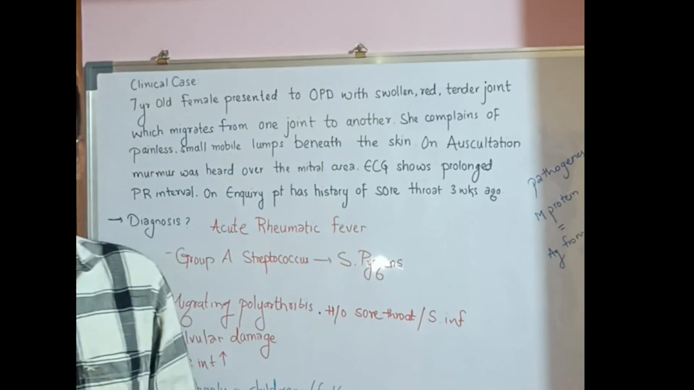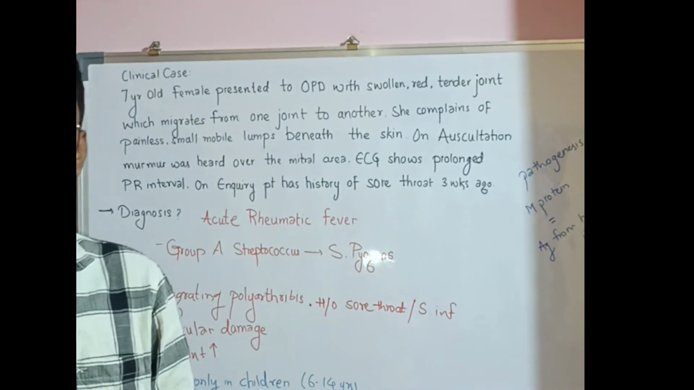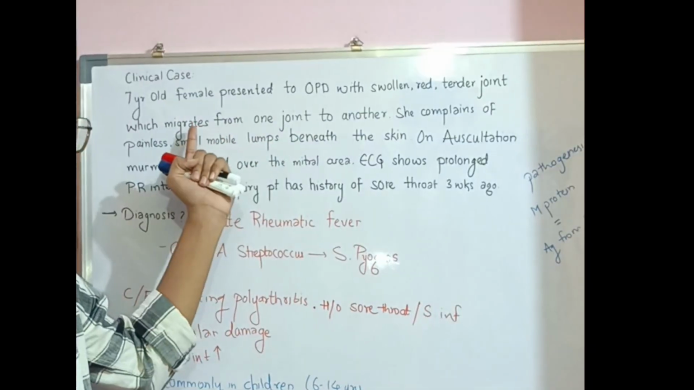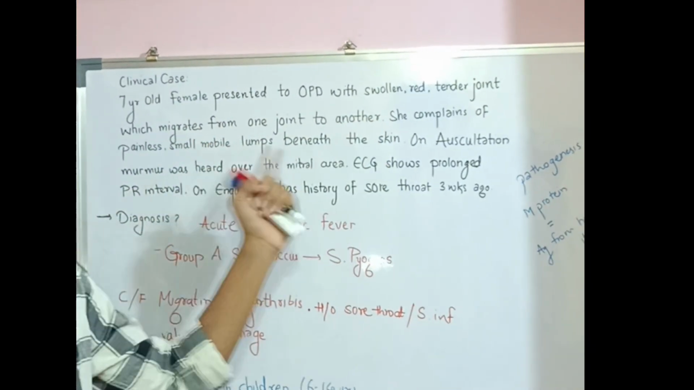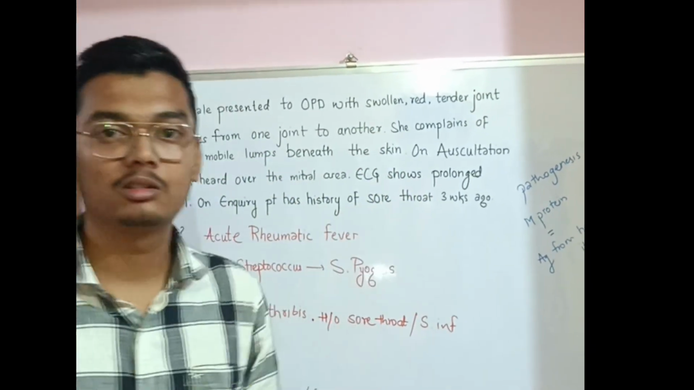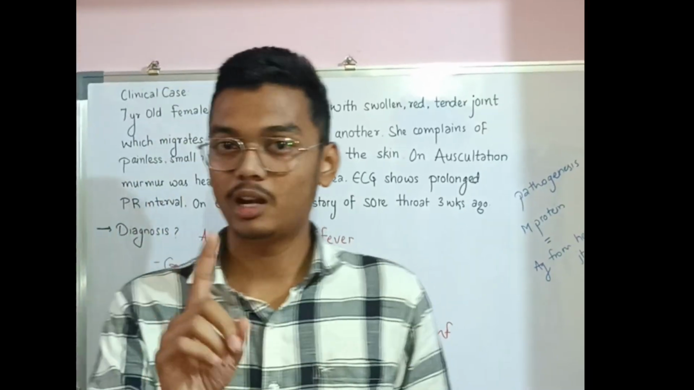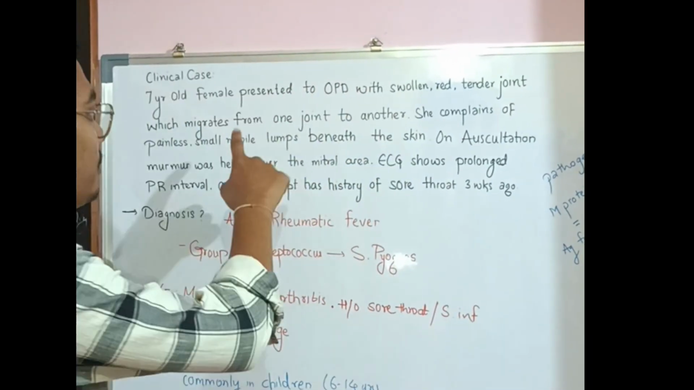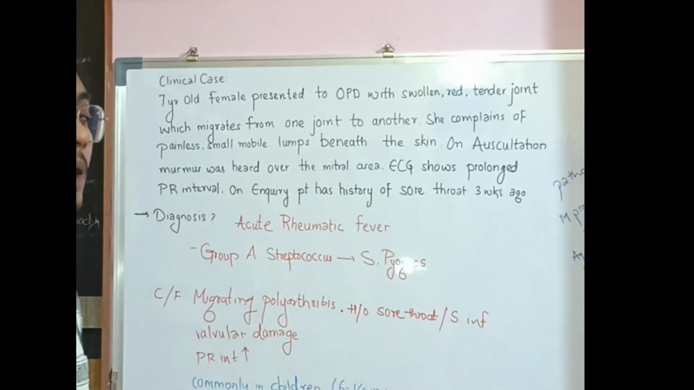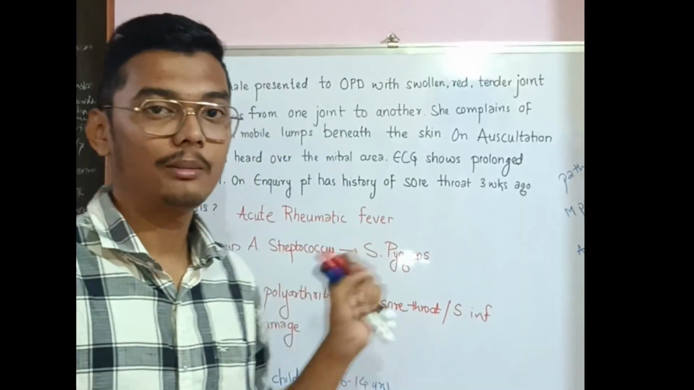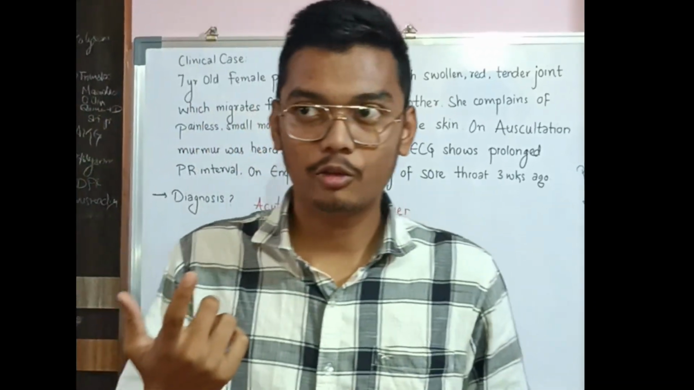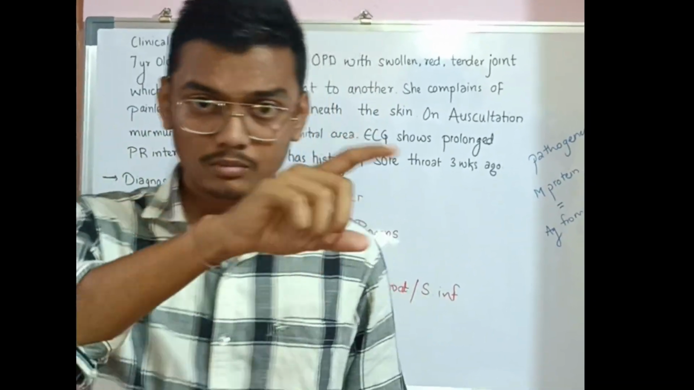When we think of such a clinical case, we have to look for the hints. First, there is joint pain which migrates from one joint to another joint, so we can think of migrating polyarthritis. And on auscultation we can hear a murmur. By a murmur over the mitral valve area, we can think, oh, it is valvular damage.